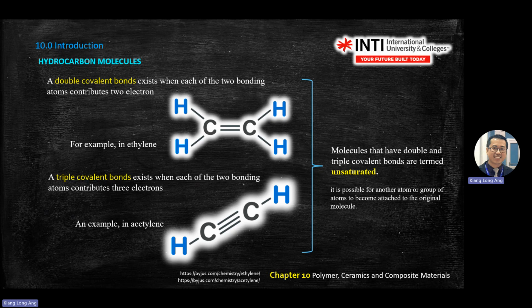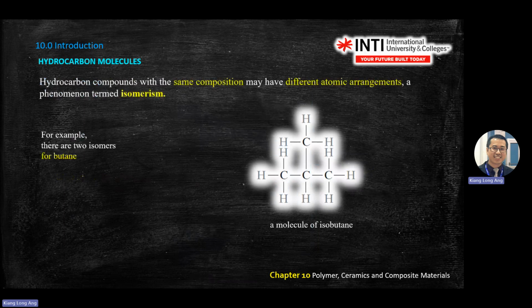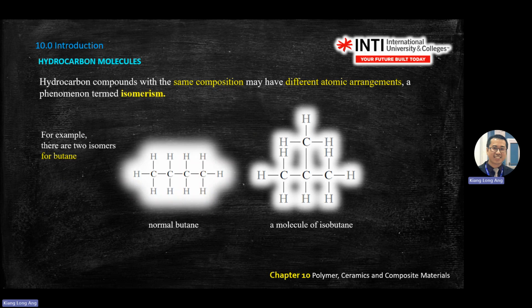So this one, a word called isomerism. They have the same composition but different atomic arrangement. They call it isomerism. For example, butane. This is a normal butane structure, 4 carbon and surrounded by hydrogen. But this is isobutane, same 4 carbon, but the arrangement is different.